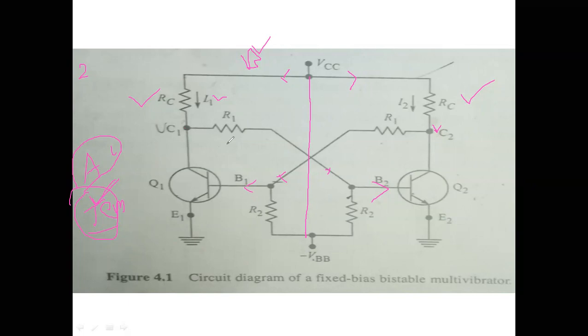Due to a small disturbance, let there be a small change in this current I1. Let this current be increased. As the I1 current increases, the drop across this RC will increase. As the drop increases, the voltage at this point decreases, because the voltage at this point is nothing but VCC minus I1 into RC. As I1 increases, the drop increases, and therefore the voltage at this point decreases.